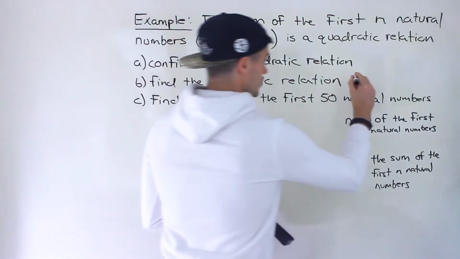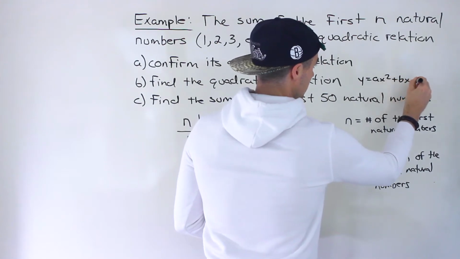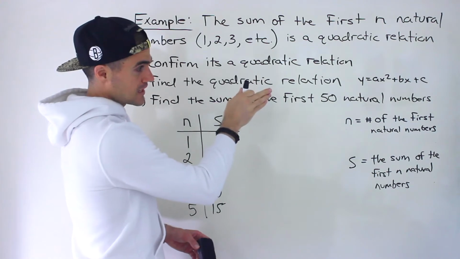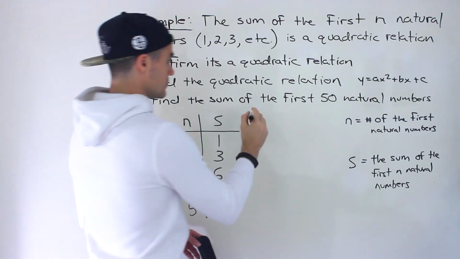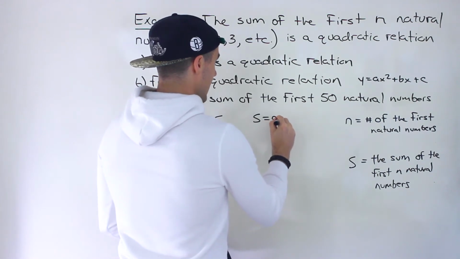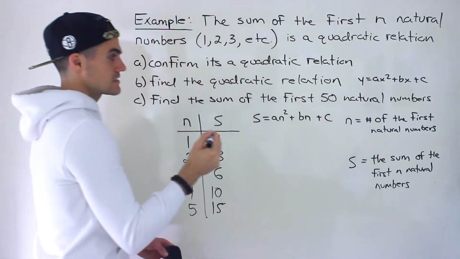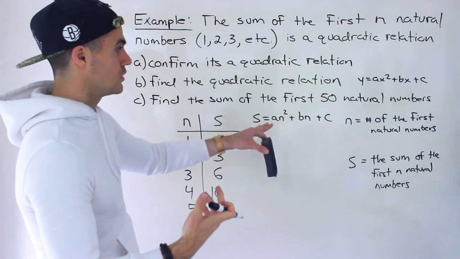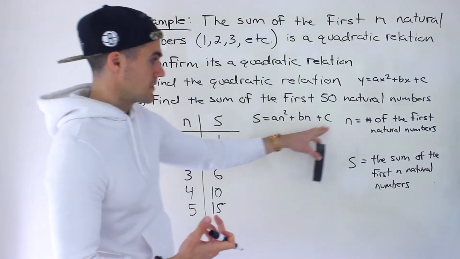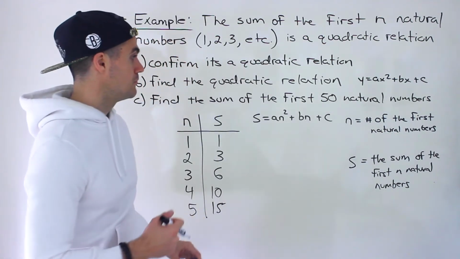Now a quadratic relation in general is what? y equals ax squared plus bx plus c, right? But again, instead of using y, we're using s, and instead of using x, we're using n. So we can rewrite this as s equals an squared plus bn plus c. Again, it's not fully necessary for you to use n and s. You could still use x and y over here. Just make sure that you label this as x and y and say what each of them means.